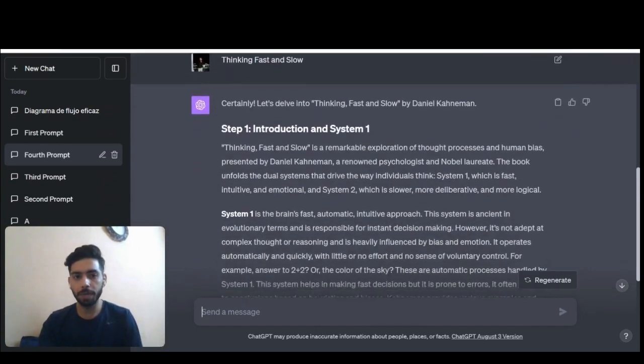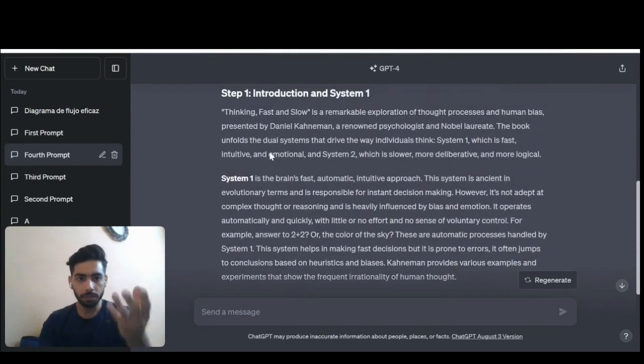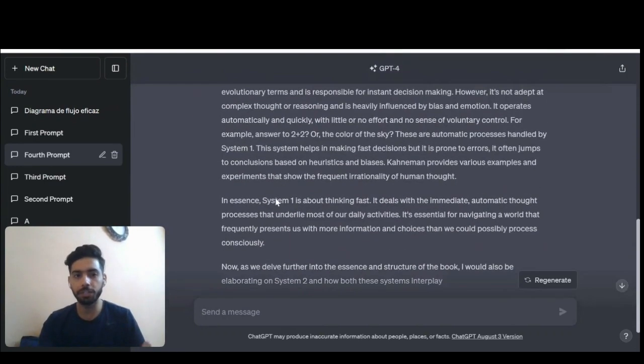Now I gave the book name again, and now it has given me a more detailed understanding of that book. So the length of the text has increased in this case.